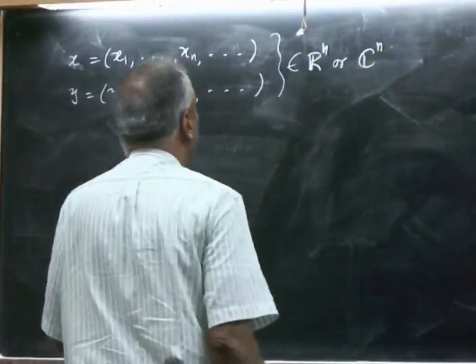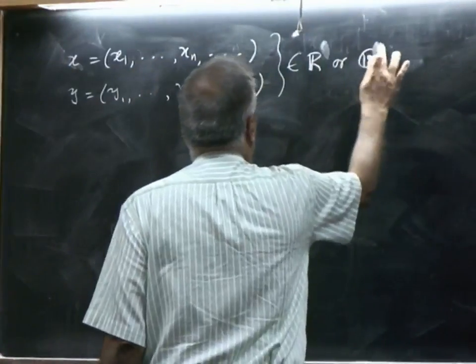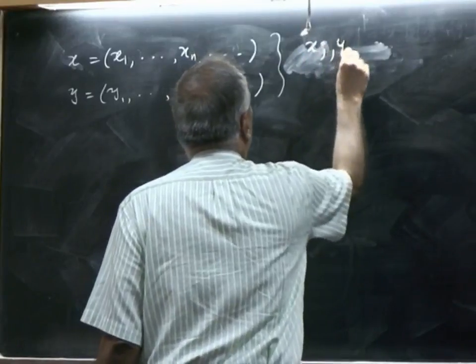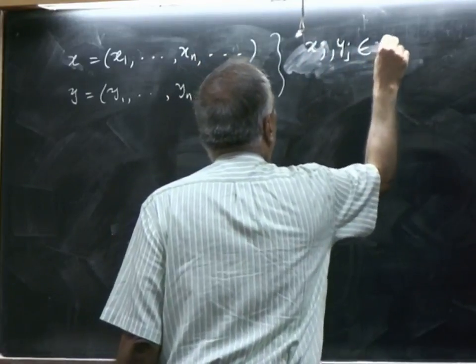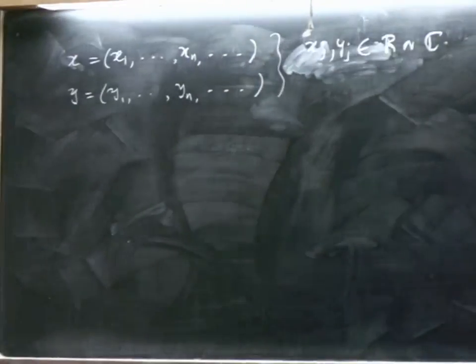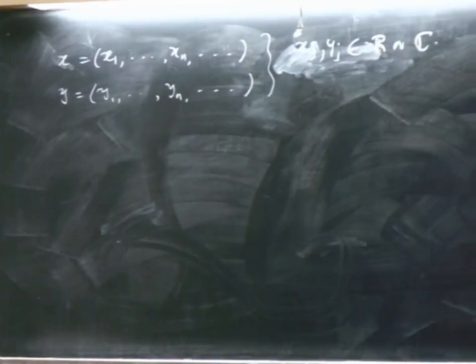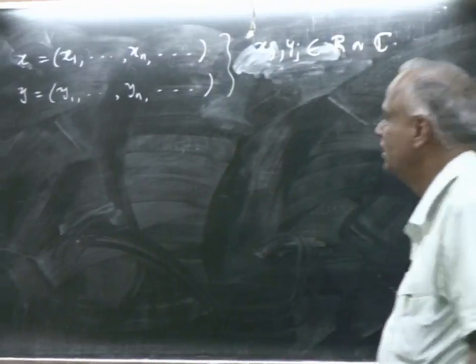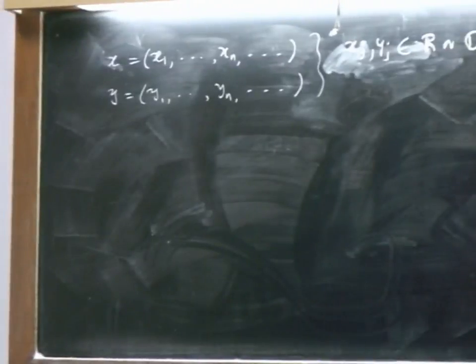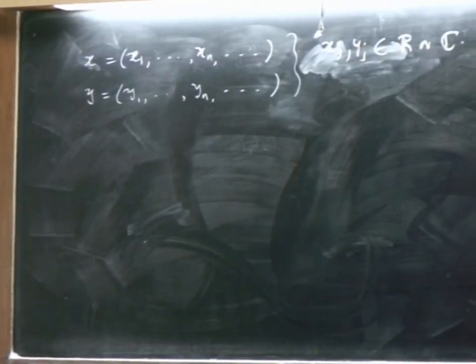Say that again. I am sorry, not Rn and C. I will not use any symbols, okay? x_j, y_j. I will use symbols later. R or C. Okay. Now let us look at this.